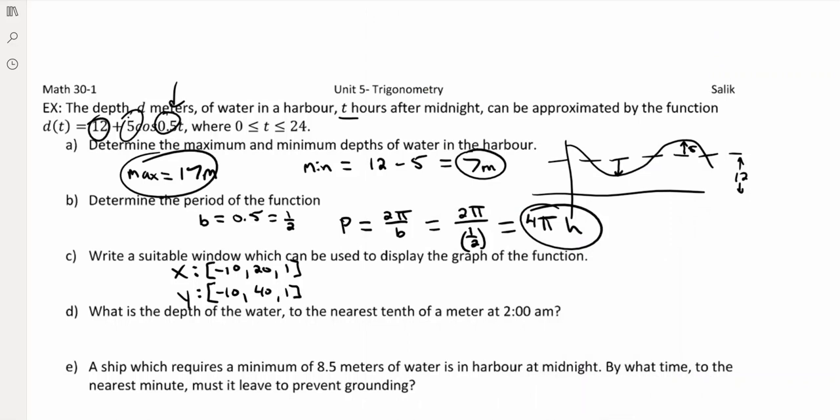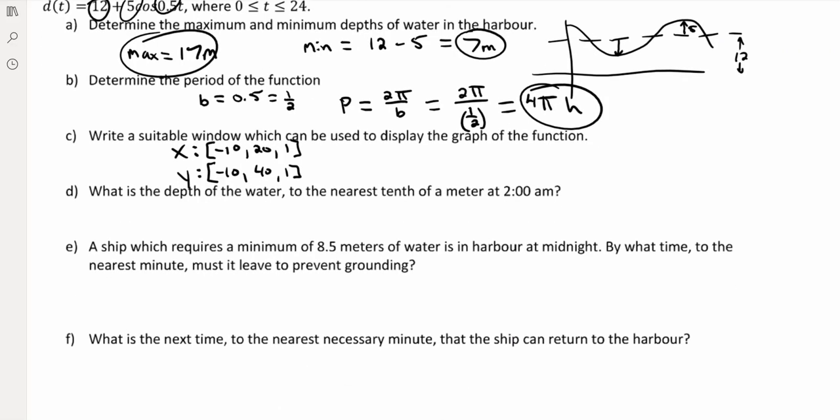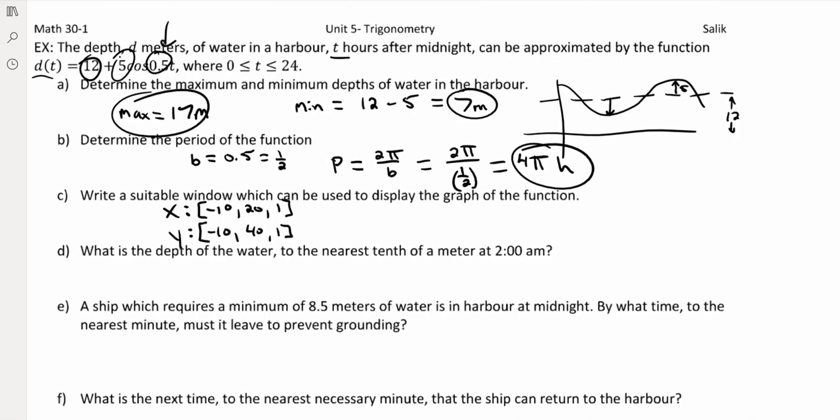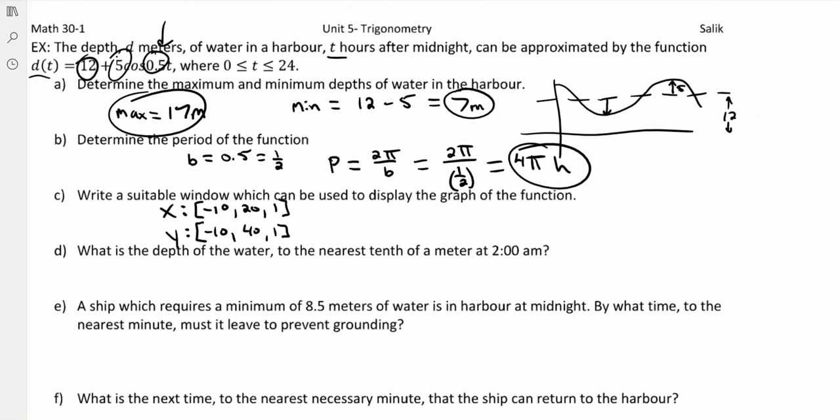Okay, and that's just a way of letting your instructor know that you're actually looking at it, right? So what is the depth of water to the nearest tenth of a meter at 2 a.m.? It's asking for what is y, right? Where is my d value at 2? We're starting at 0, so midnight would be our time 0. So 2 a.m. really would just be 2, the time of 2 that we can put in there.